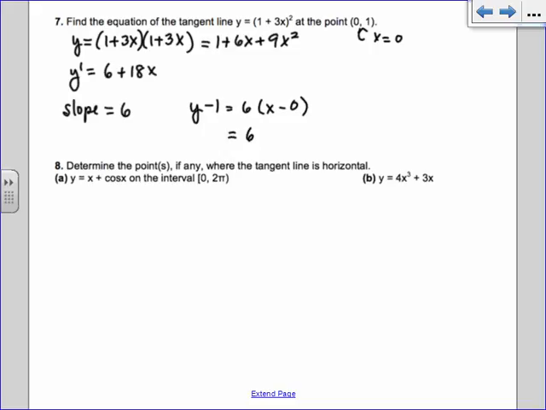Now, I didn't have to write it in this form, actually, because you see that you have 0, 1. 0, 1 is the y-intercept anyway, right? That's your b. So you could have also just written it in slope-intercept form.